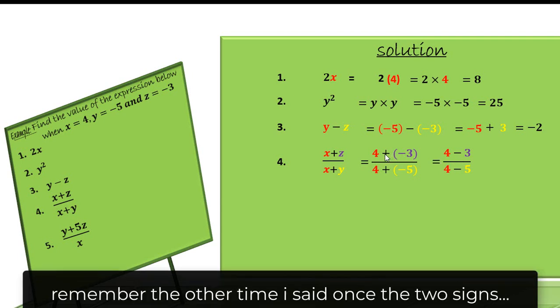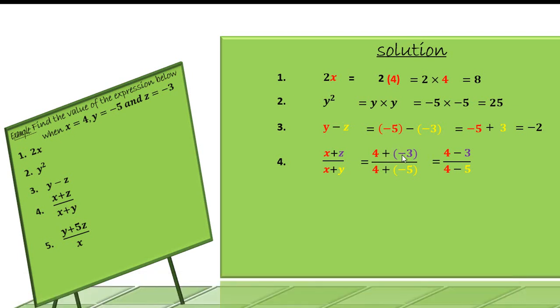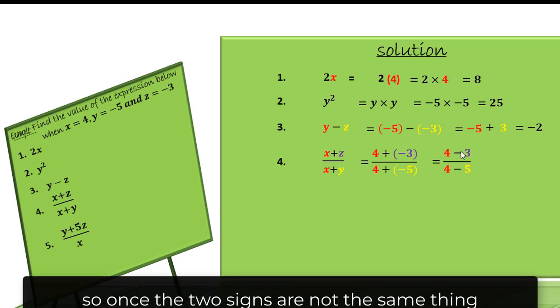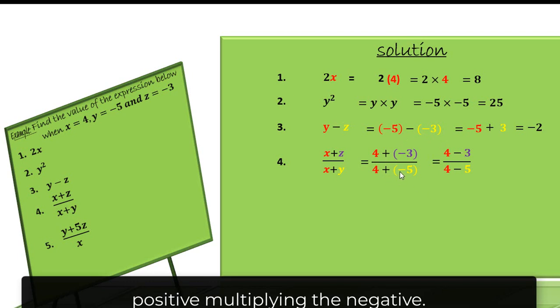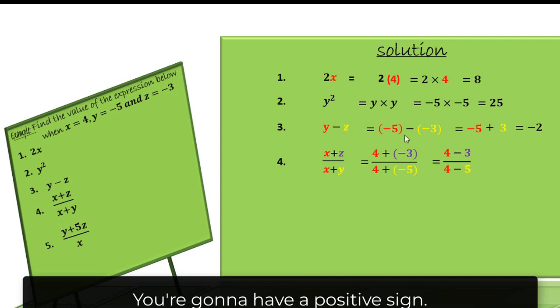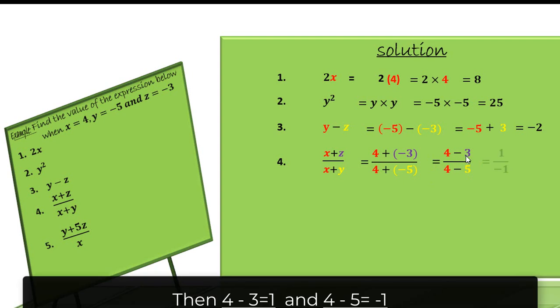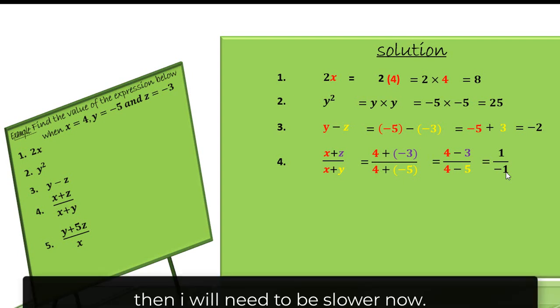Remember, every time I said that once the two signs are not the same thing, this is positive simplifying negative there, you have a negative. The same thing down here, positive simplifying a negative, you're having a negative sign. Being positive, positive, or negative, negative, you're going to have a positive sign here. So, then we have 3 here, and we have 5 here. So, simplifying then, 4 minus 3 equals 1, and 4 minus 5 equals minus 1. Maybe I'm too fast. Okay, maybe I'll make it slower now.